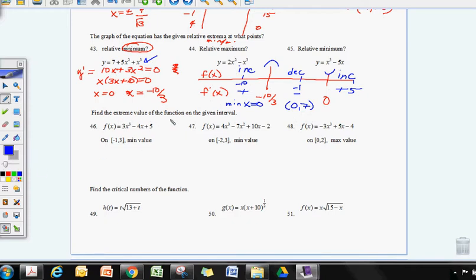It wants us to find the extreme value in the given function. It wants us to find our minimum values between negative 1 and 3. So again, I take my derivative, 9x squared minus 4, and I'm going to set it equal to 0 and 1 over 0. The 1 over 0 is not going to do anything. And x squared is going to equal 4/9. And x is going to equal plus and minus 2/3.